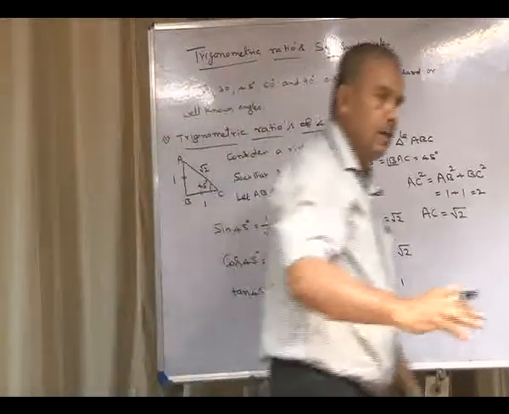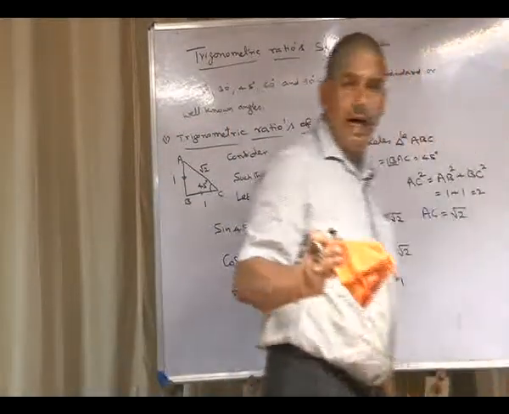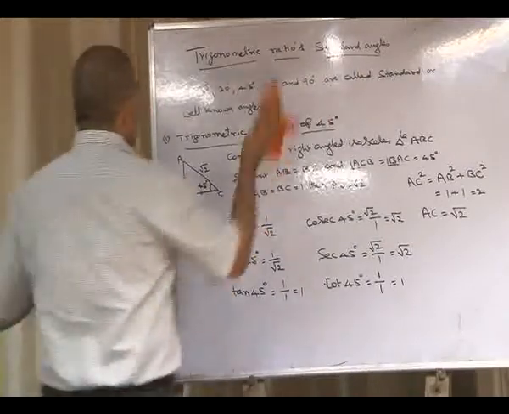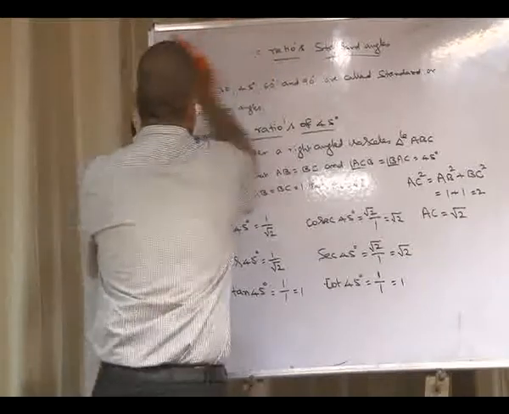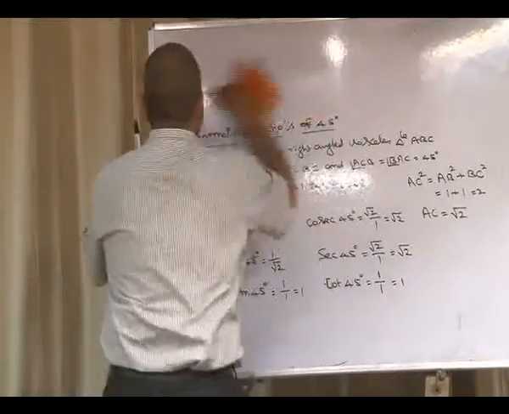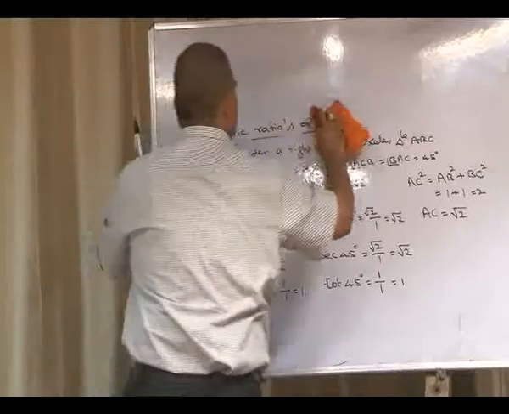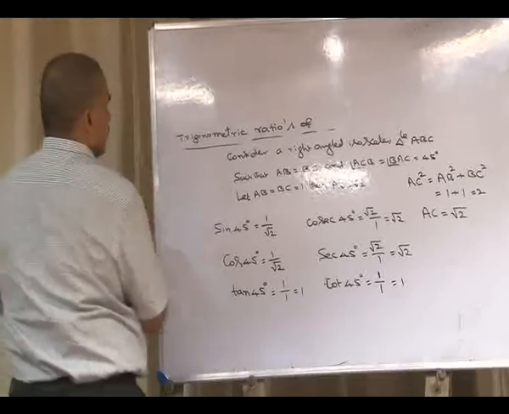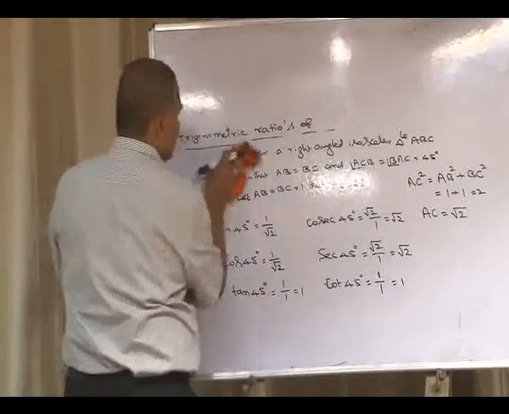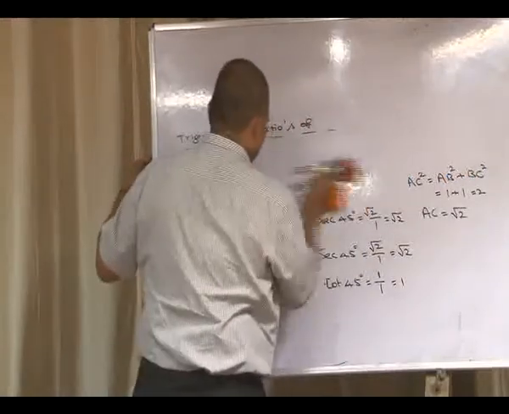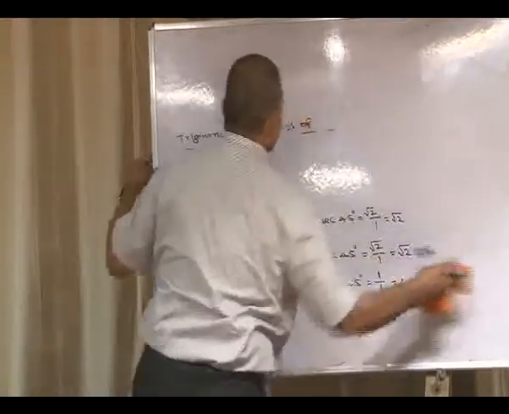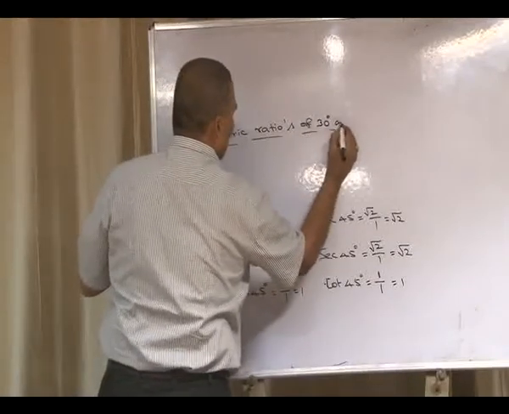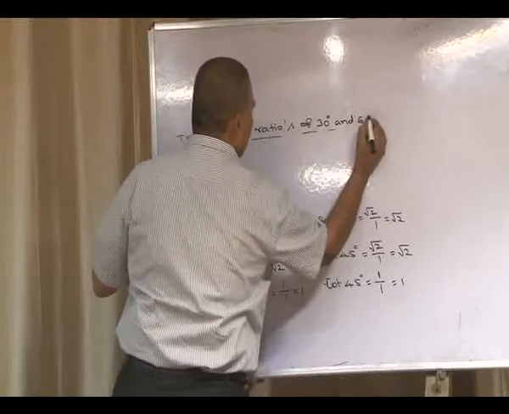Next, I will take the trigonometrical ratios of 30 degree and 60 degree.